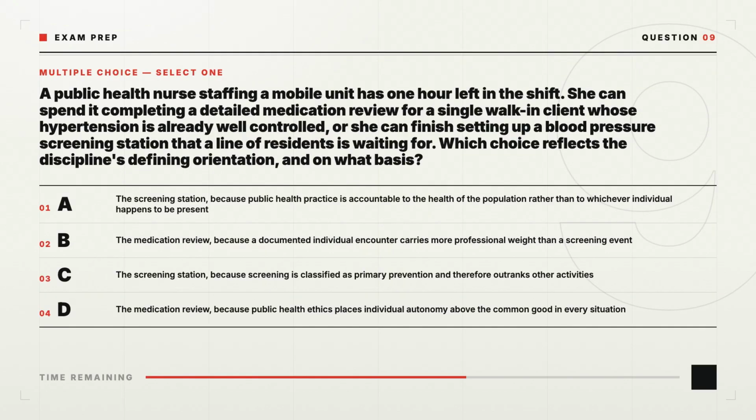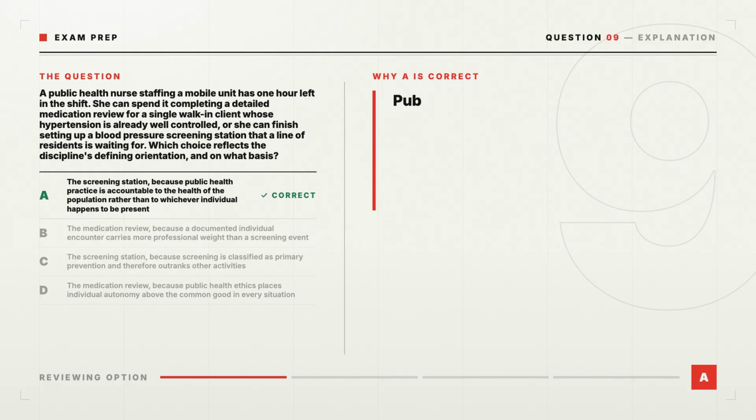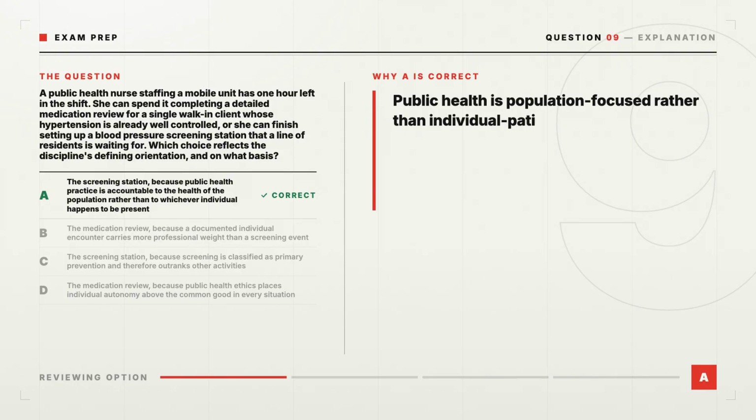Which one is it? Pause the video if you need more time. The correct answer is A. The screening station, because public health practice is accountable to the health of the population rather than to whichever individual happens to be present. A is correct because public health is population-focused rather than individual patient-focused, and public health nurses are professionally accountable to the population.